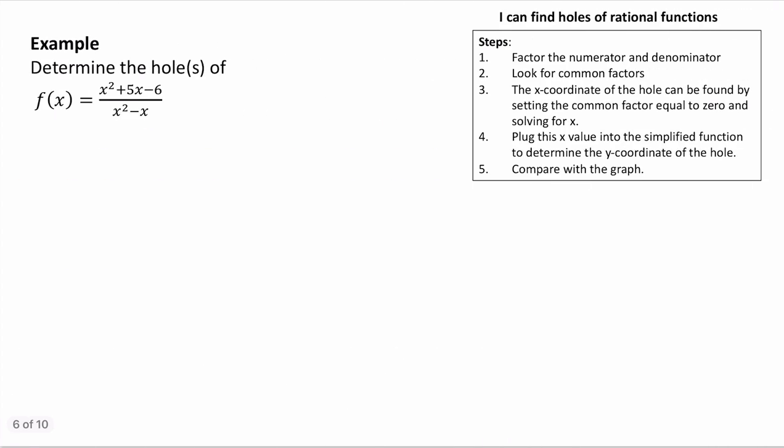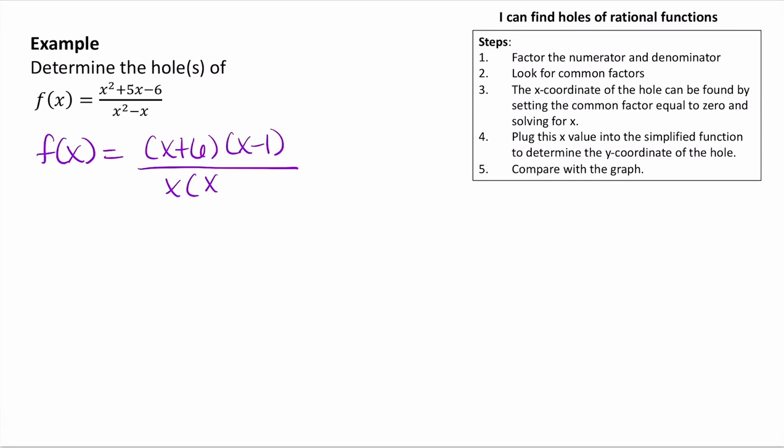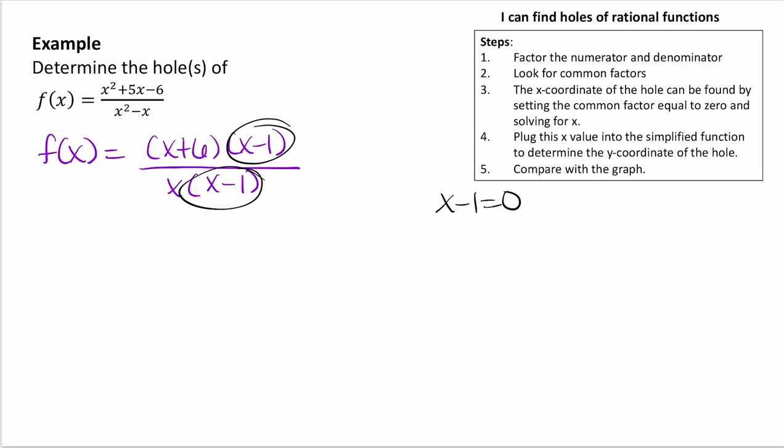So now let's try this example. Once again, we want to start off by factoring everything. The numerator will factor into x plus 6 times x minus 1. And if we factor the denominator, there's a GCF there, right? From x squared and x, we can factor out an x. So that gives us x times x minus 1. Notice once again we have this common factor of x minus 1. So let's set that common factor equal to 0 and solve for x. When we do that, we get x equals 1.